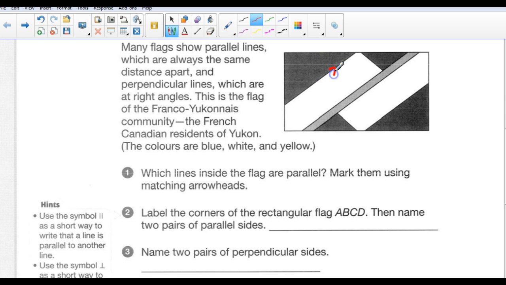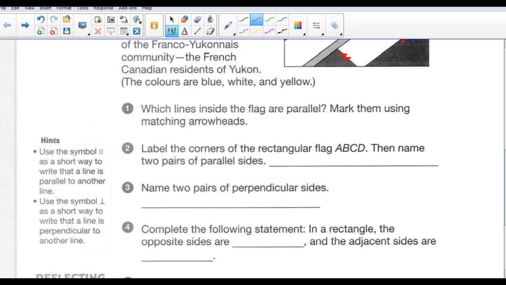probably this line here is parallel to this line here, which looks like it's parallel to that line there, and it looks like it's parallel to that line there. So we can say that this line, this line, this line, and this line are parallel. Then if we look inside the flag, that line there probably looks parallel to that, so we have to draw a different symbol. We'll draw two arrows on that, and two arrows on that. So we can say that these two lines are parallel and these four lines are parallel to one another.